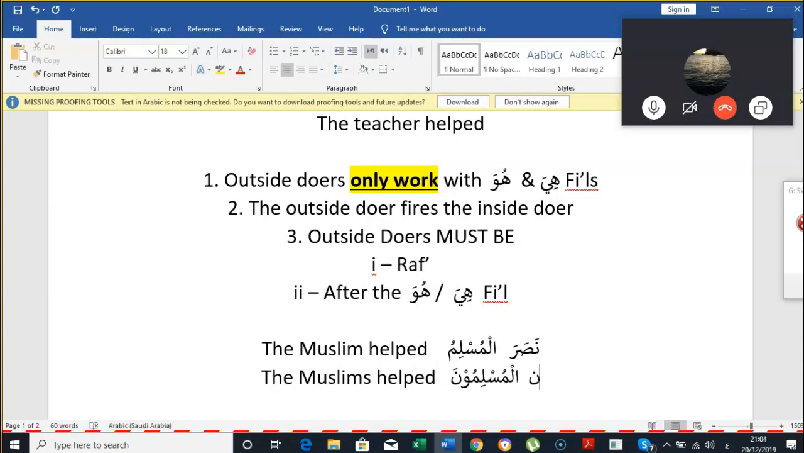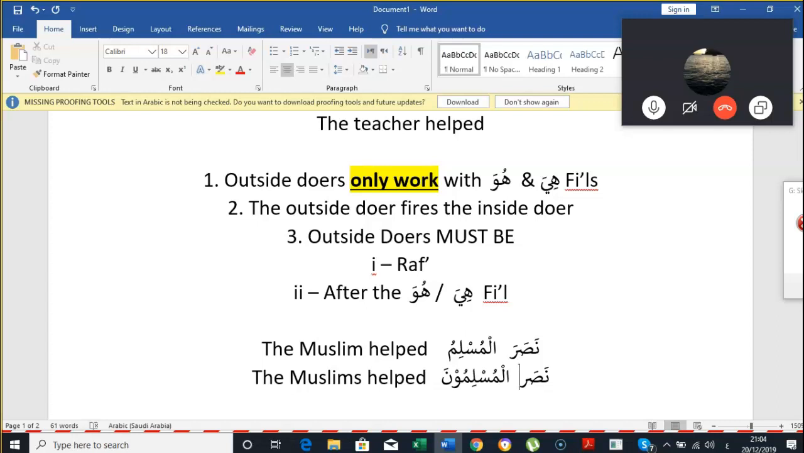How do I say the Muslims helped? Nasaru al-Muslimuna, yeah? Why not? What's rule number 1? Only work with huwa hiya fi'ls. So I can't say Nasaru. If I look at Nasaru, I don't look for an outside doer, because you can't have one. Outside doers only work with huwa hiya fi'ls. So I'm stuck with either the huwa version or the hiya version.